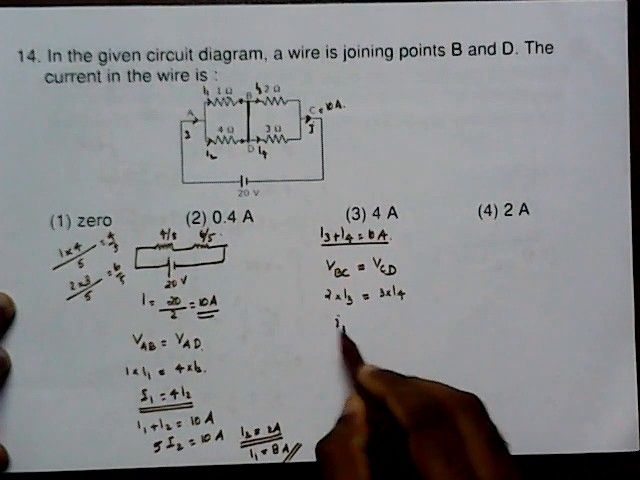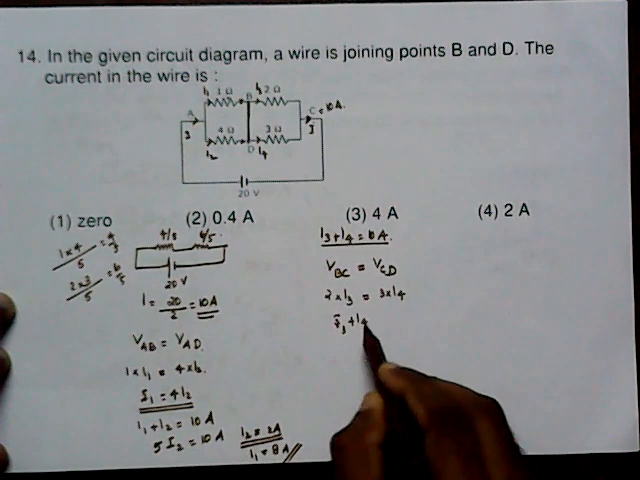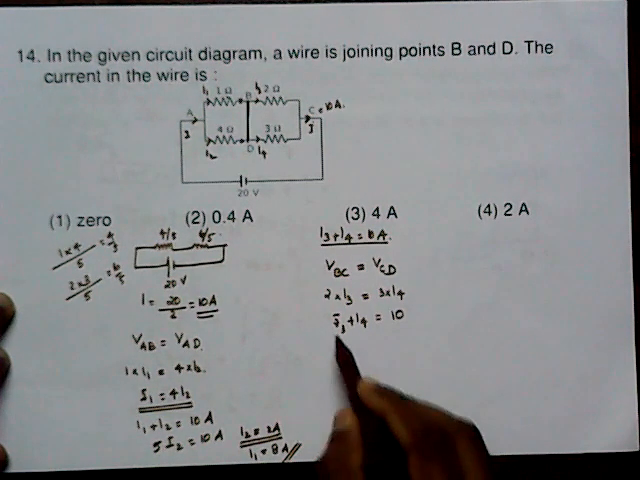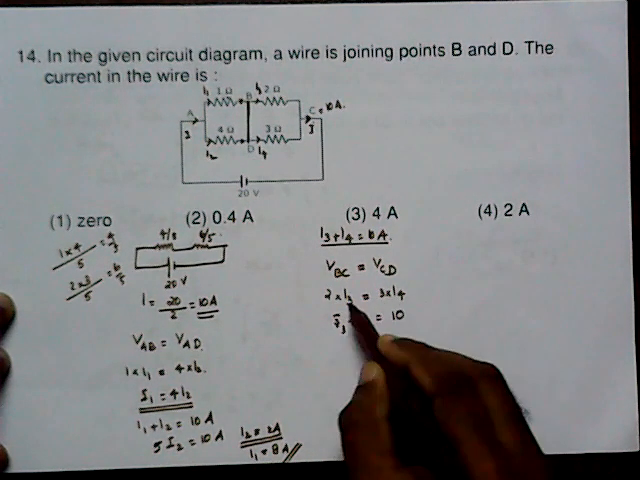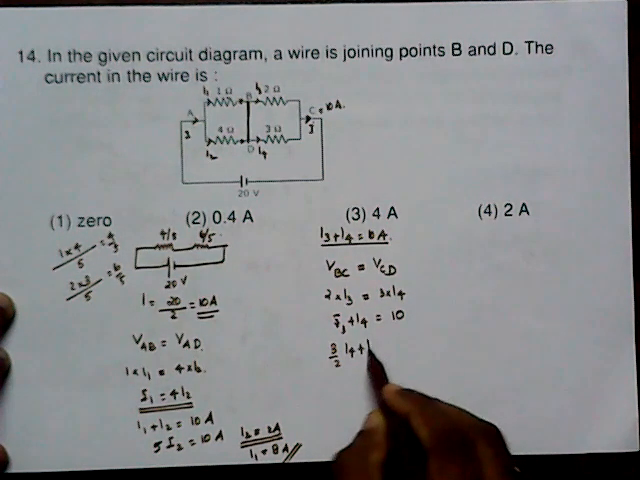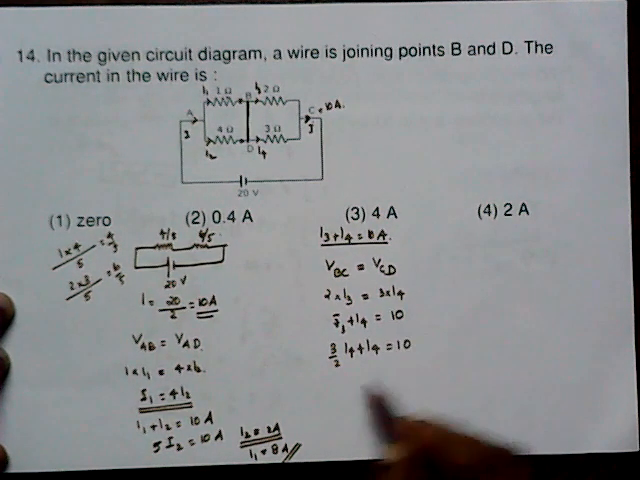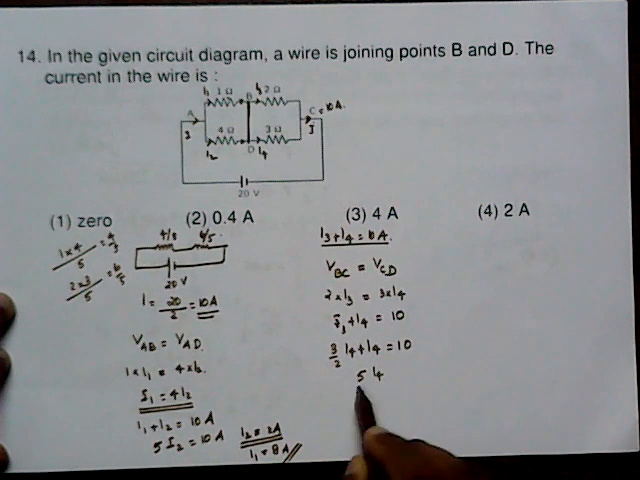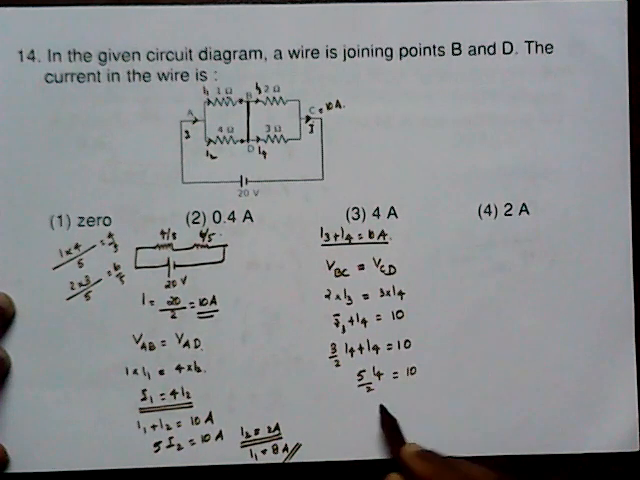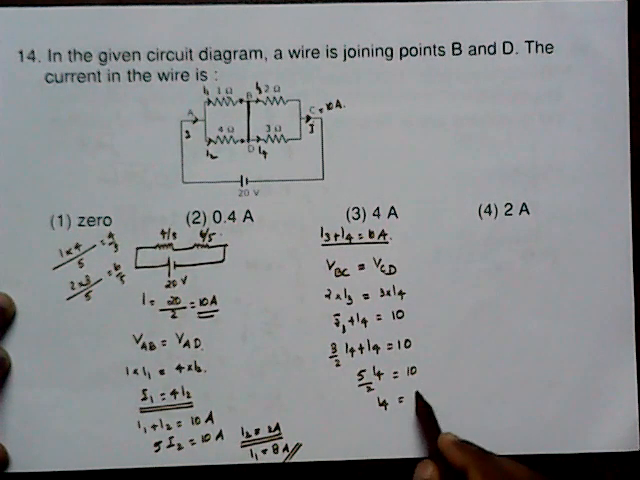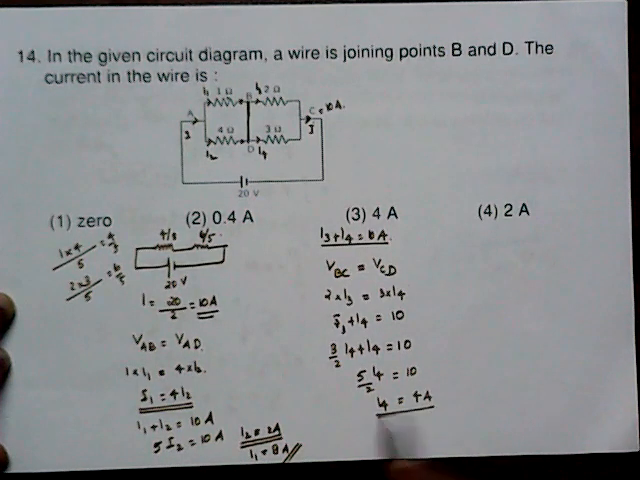But we know that I3 plus I4 should be equal to 10. So you can just substitute for I3. So I3 is 3 by 2 I4, plus I4 equals 10. So 5 I4 by 2 is equal to 10. So I4 is equal to 20 by 5, that is equal to 4 ampere.